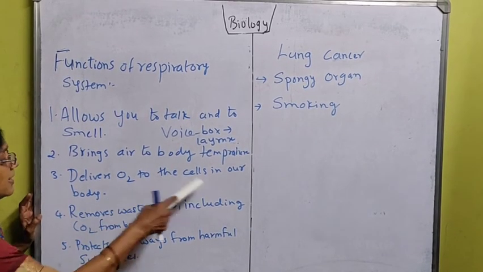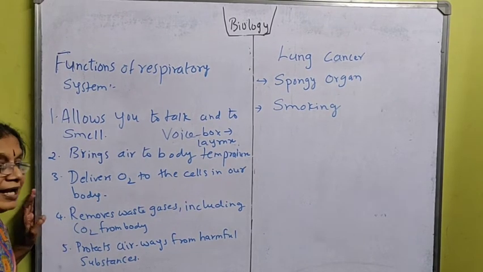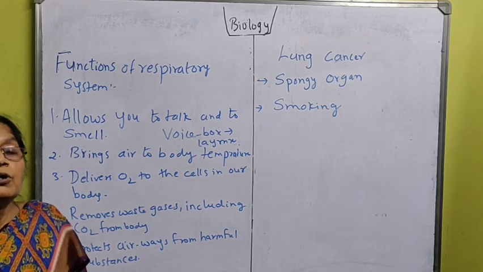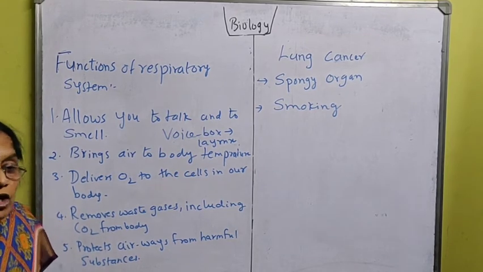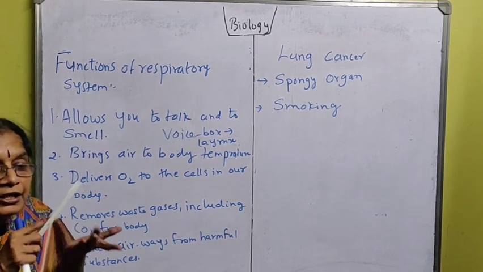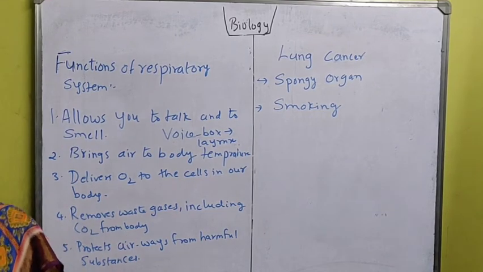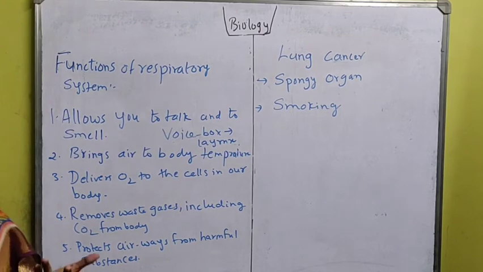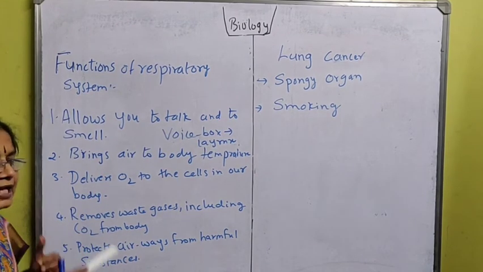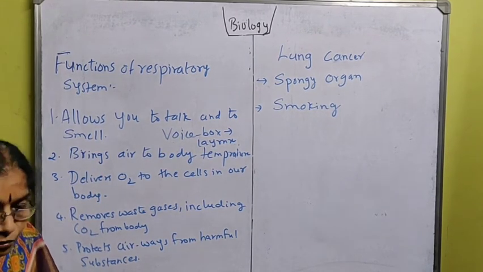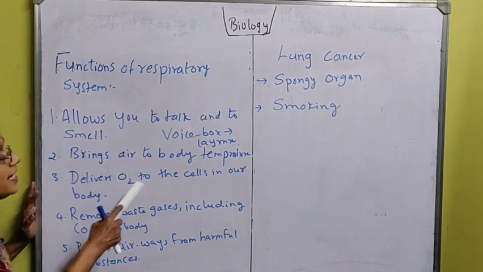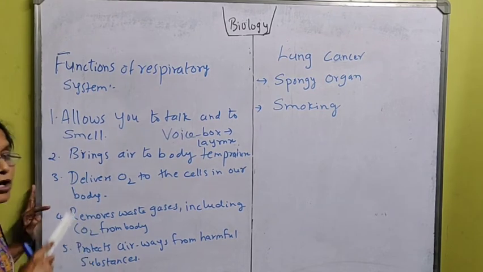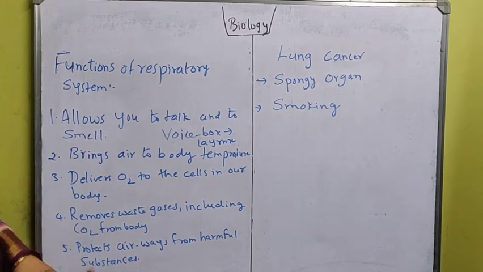Delivers oxygen to the cells in our body, very important. Why is the respiratory system there? If there is no respiratory system, what will happen? A human being cannot survive, because the oxidation of the food we eat should take place, the glucose should be broken down, then only energy is released. When the glucose breaks down, oxygen is needed. How will the oxygen come? Through respiration. So the oxygen is given to each and every cell in our body. That is why we are able to survive.